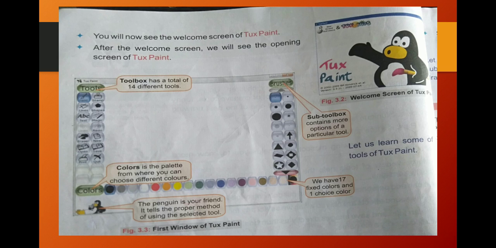So in the color palette there are 17 colors that are fixed and 1 is a choice color that we will select according to our choice. Now see the last picture, that is the penguin. The penguin is your friend. It tells the proper method of using the selected tools. Means this will help you to select a particular tool.